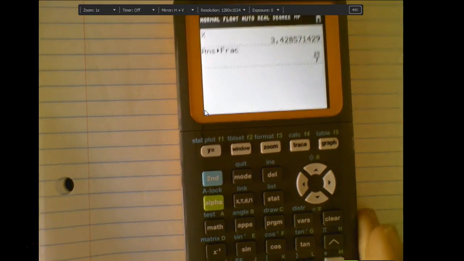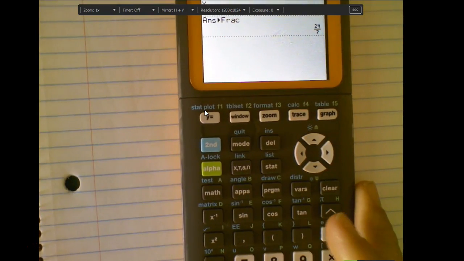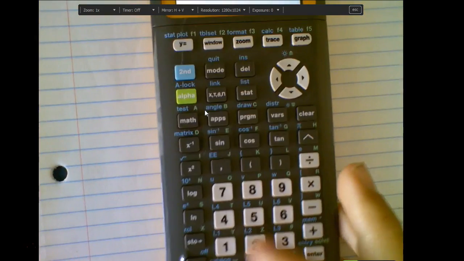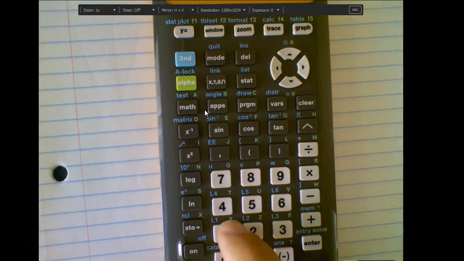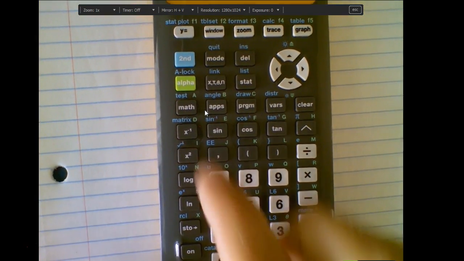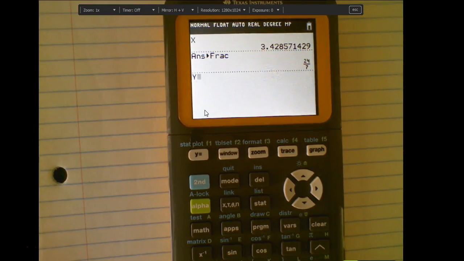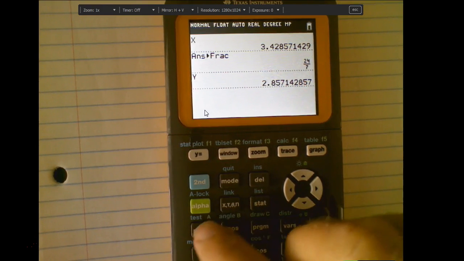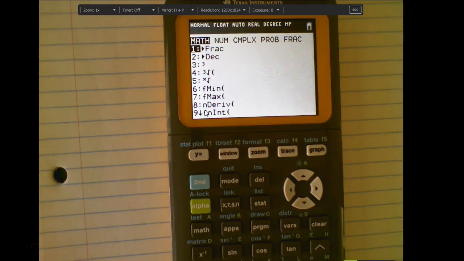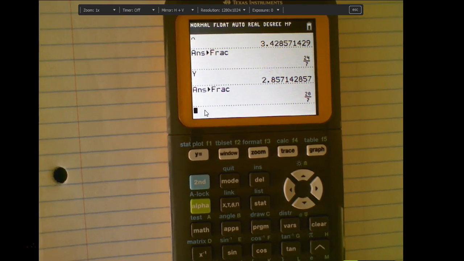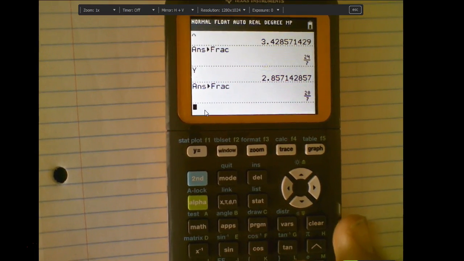If I want to pull up the y answer, let me find it for you, right there, that green y. So if I hit alpha y, I can pull up the value for y. I'm going to hit enter. So there it is as a decimal. But what if I want that as a fraction? So I hit math, hit enter for fraction, enter again, and now I have that one as an exact fraction as well.